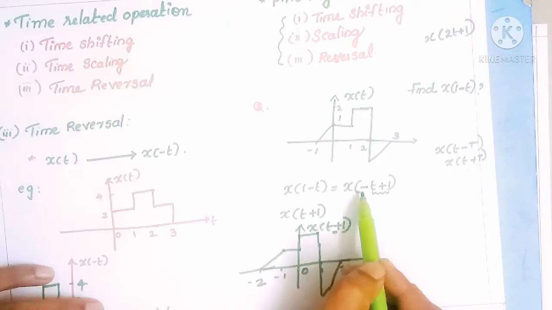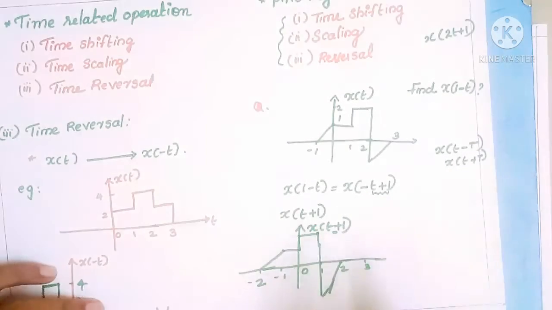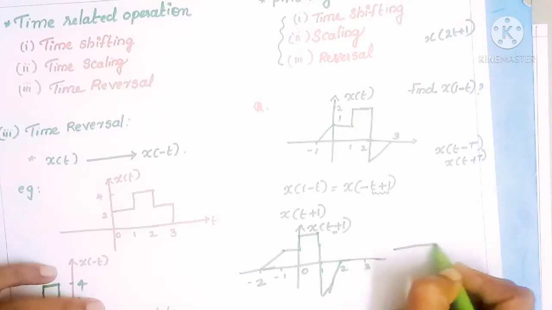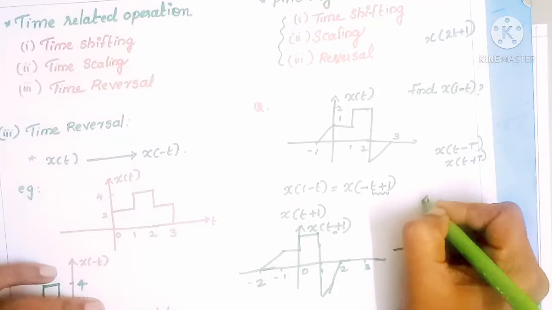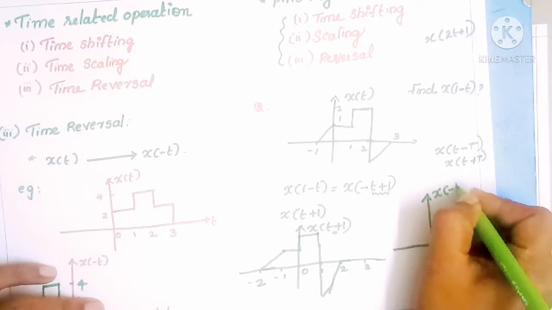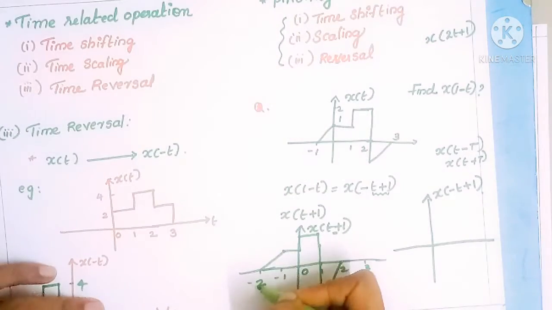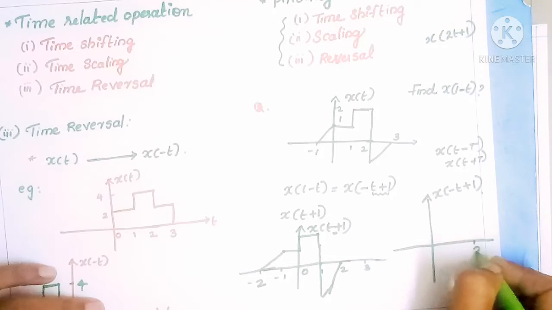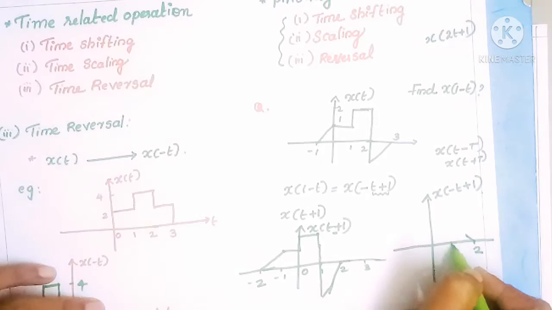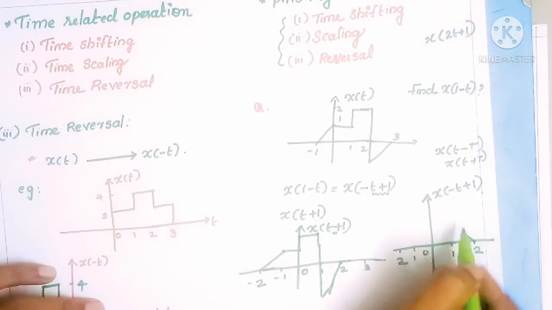Next we need to perform the time reversal operation. So you just reverse the time values. So we will get x of minus t plus 1. This minus 2, instead of minus 2, it will come at 2. This 1, 0, 1, 2.